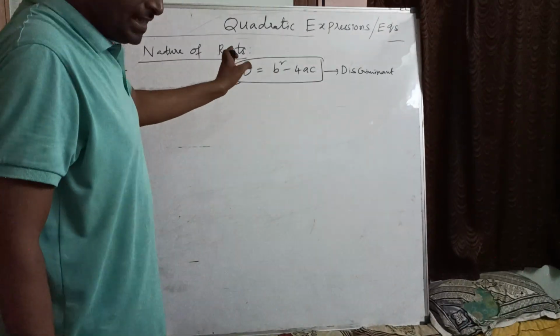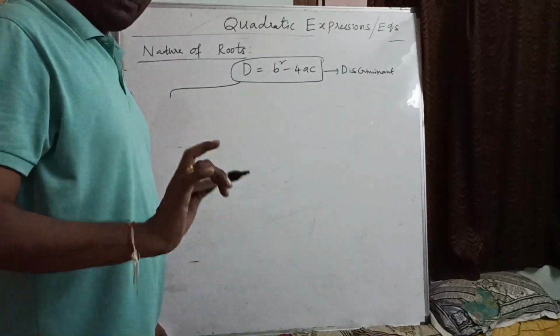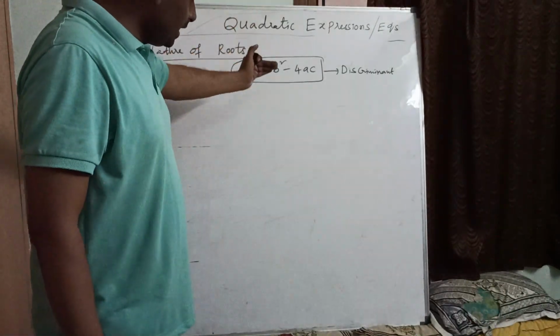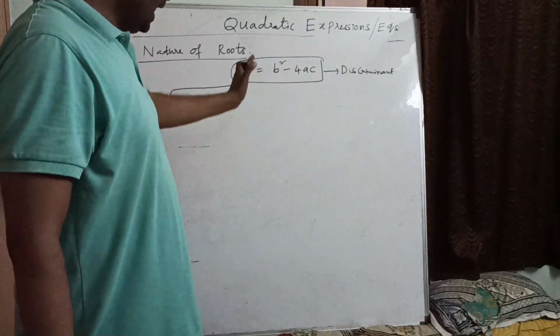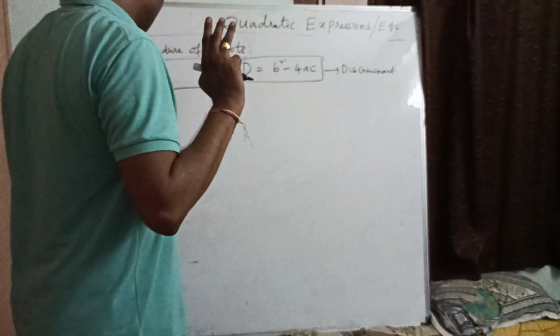Whenever the discriminant is greater than 0 and a perfect square, what happens? And when the discriminant is equal to 0, what happens? And when the discriminant is less than 0. So these three things we are going to discuss now.